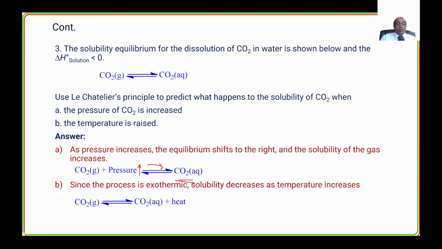In the case of B, the process is exothermic, which means we usually add heat after the arrows. Increasing temperature means increasing heat. If you increase heat, what happens? This favors the reverse process, which means the carbon dioxide gas will bubble out, so the solubility of the gas decreases as temperature increases, because for exothermic processes, solubility decreases as temperature increases. That can be explained using the Le Chatelier principle.